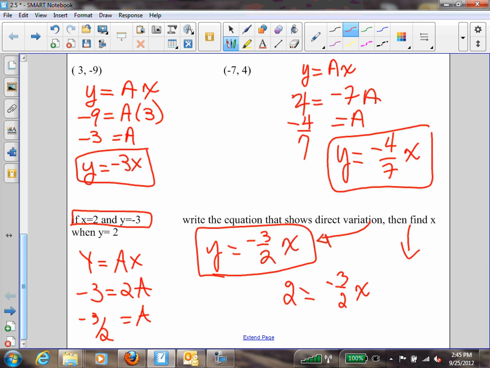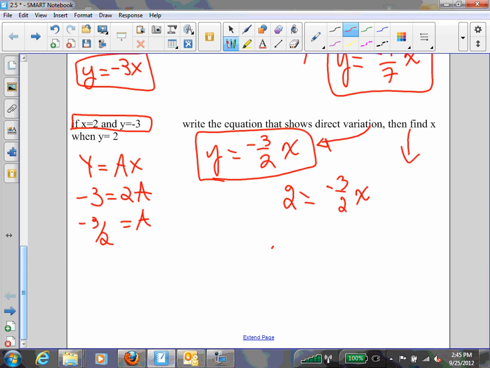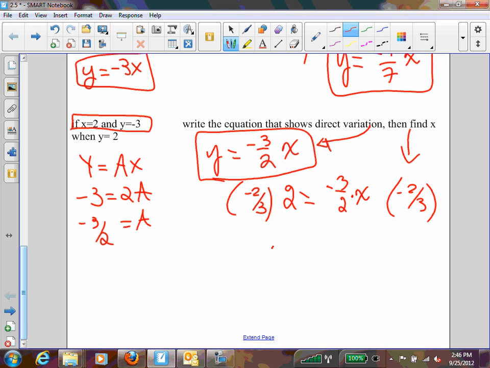How do I solve for x? Multiply by the reciprocal of negative 2/3. We don't want to add because look, there's a multiplication there, right? I'm not subtracting 3 halves, I'm multiplying by 3 halves. So we're going to multiply by the reciprocal, which is negative 2/3. Write the equation that shows a direct variation, then find x when y is 2. So x is equal to negative 4/3.